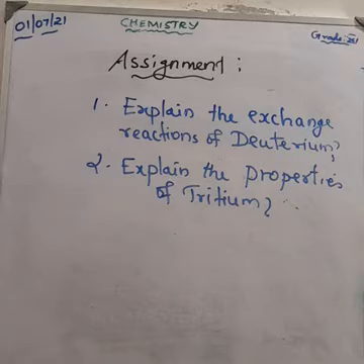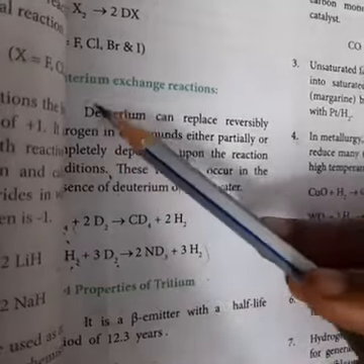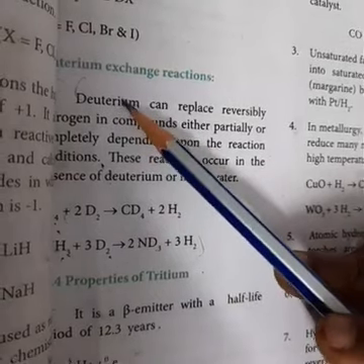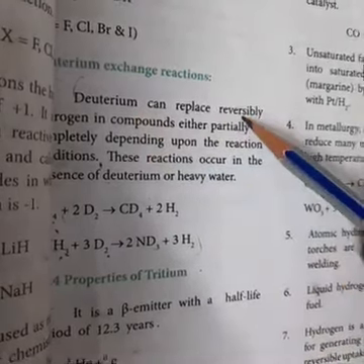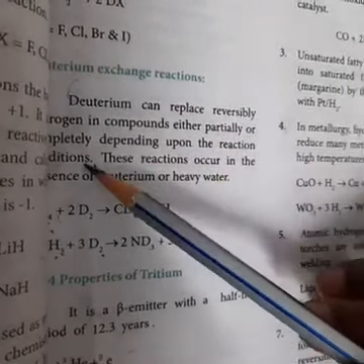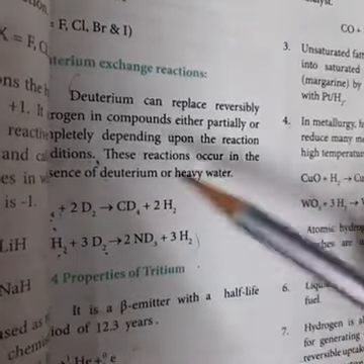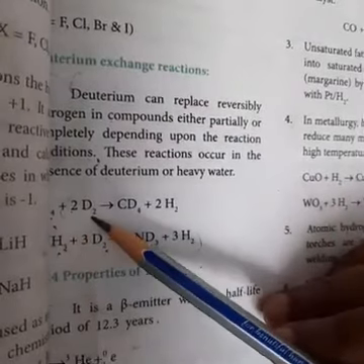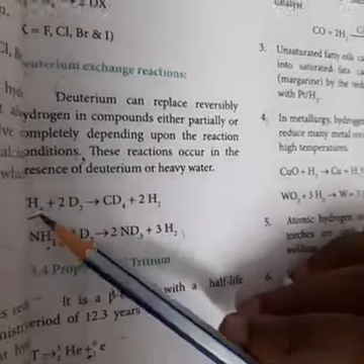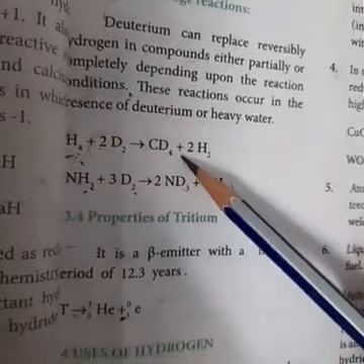Okay, students, now take your book, page number 105. Explain the exchange reactions of deuterium. Page number 105, second paragraph. Deuterium exchange reaction: deuterium can reversibly replace hydrogen in compounds, either partially or completely, depending upon the reaction conditions. These reactions occur in the presence of deuterium or heavy water. CH4 methane plus 2D2 gives CD4. So the deuterium exchanges the hydrogen from the methane, and it forms CD4 and hydrogen gas.